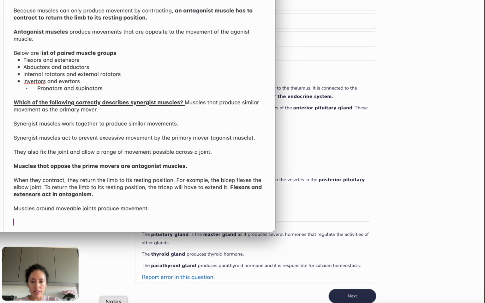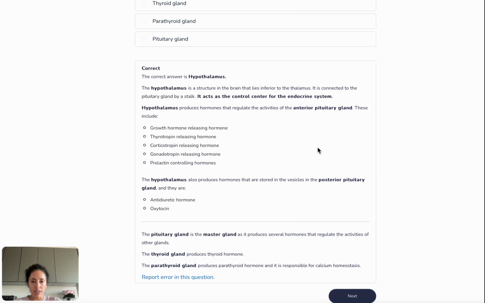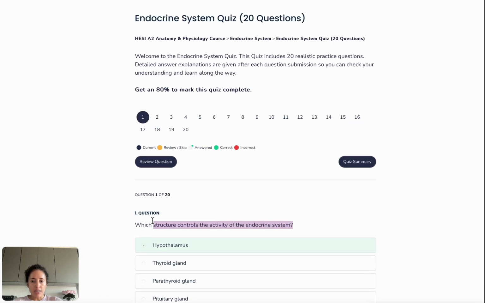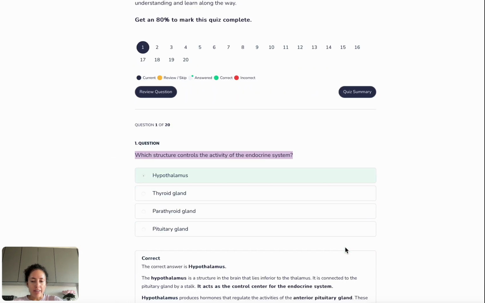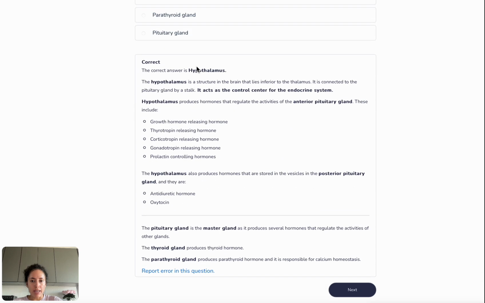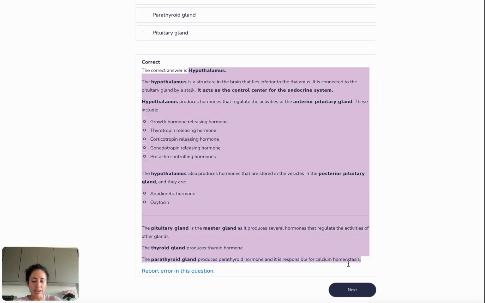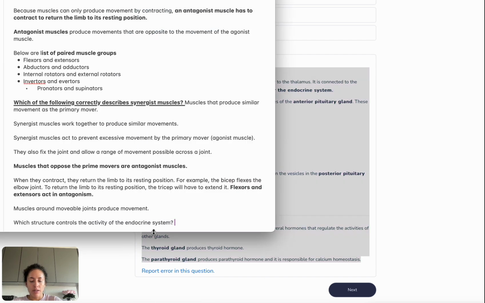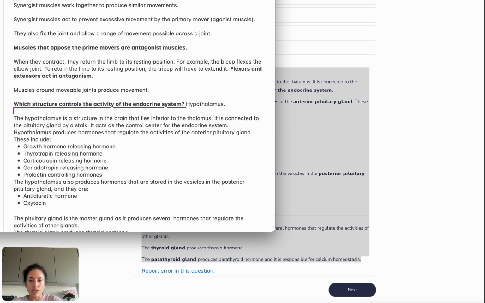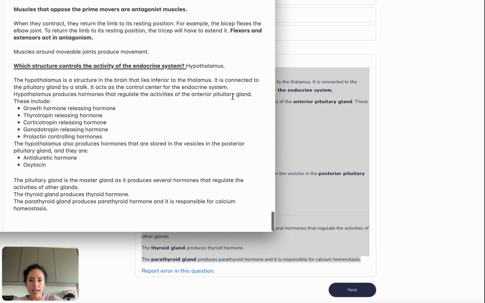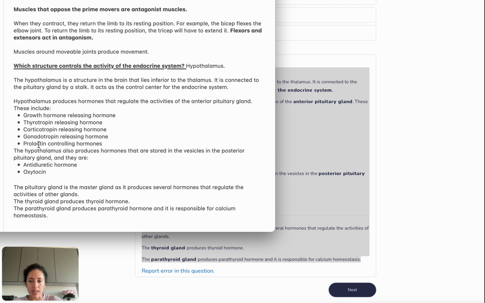So the way I study is I have notes here, and so I study each question. Instead of taking notes, I get the question and then I copy and paste the answer. If any of you want these files of mine to study from, let me know. Then I highlight, bold, and underline the question, which structure controls the endocrine system, and I have all this extra information that I need to know, like growth hormone releasing hormone.